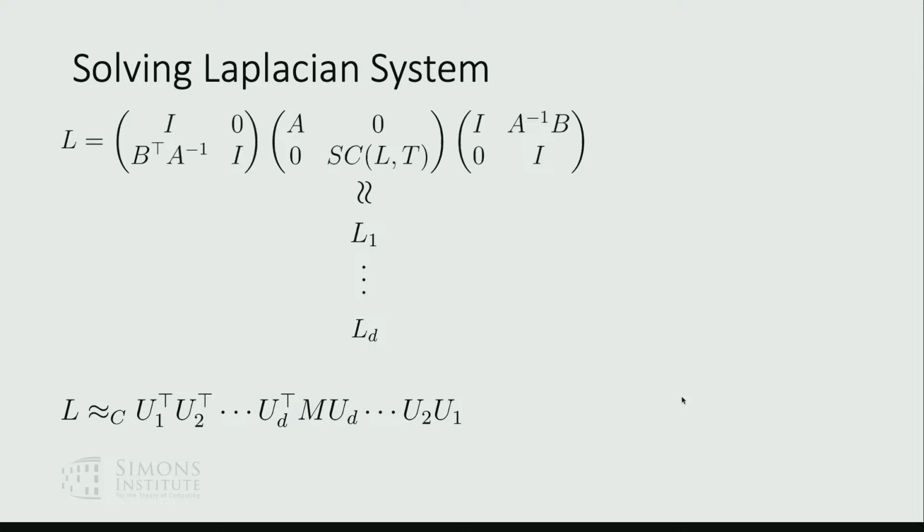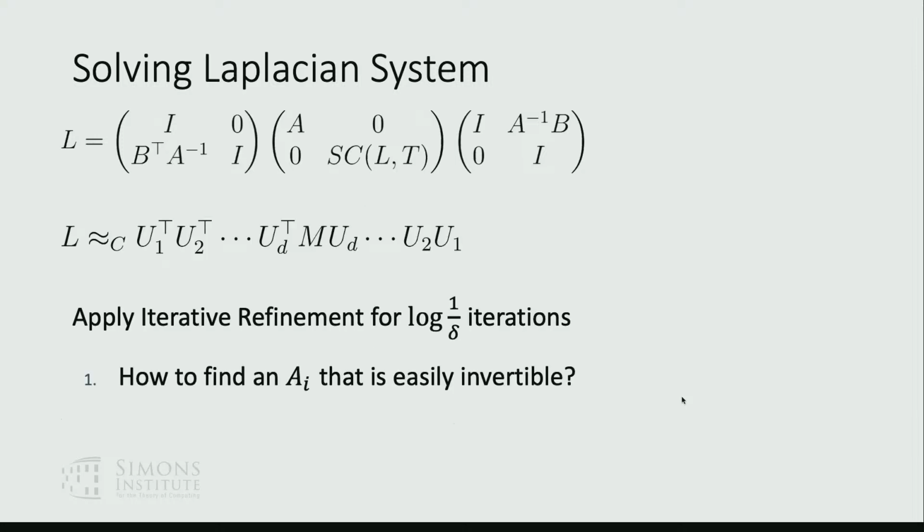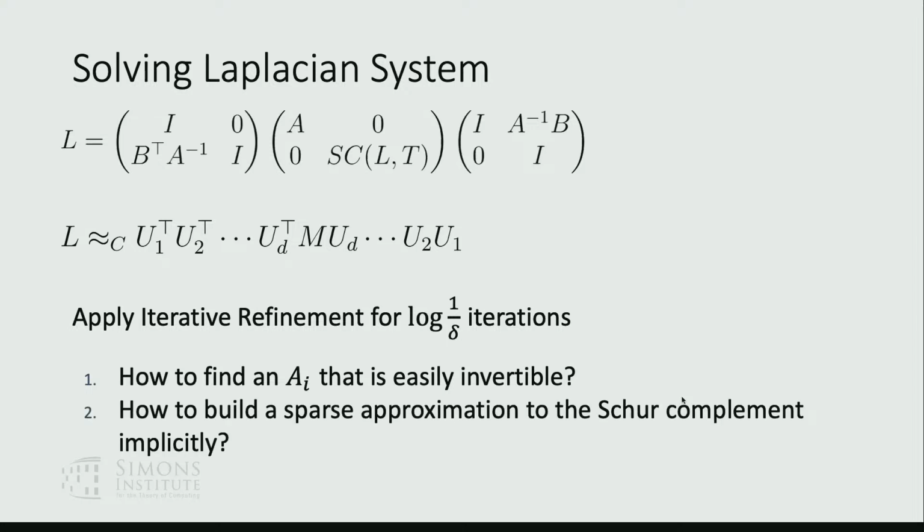Okay, good. So I already mentioned that we'll use iterative refinement. So now we need to specify two things. One, how do you find A_i that are easy to invert? And two, how do you build a sparse approximation to the Schur complement efficiently and without actually building out the Schur complement? I don't even have time to write out the Schur complement. It's too dense, all the entries could be non-zero. So I can't write it out.